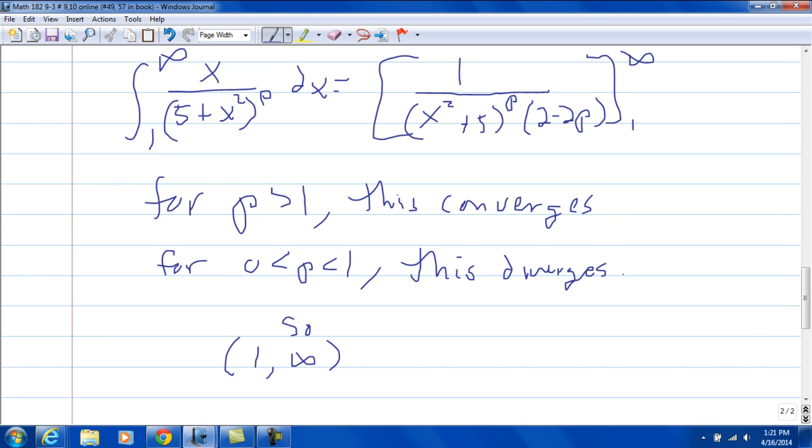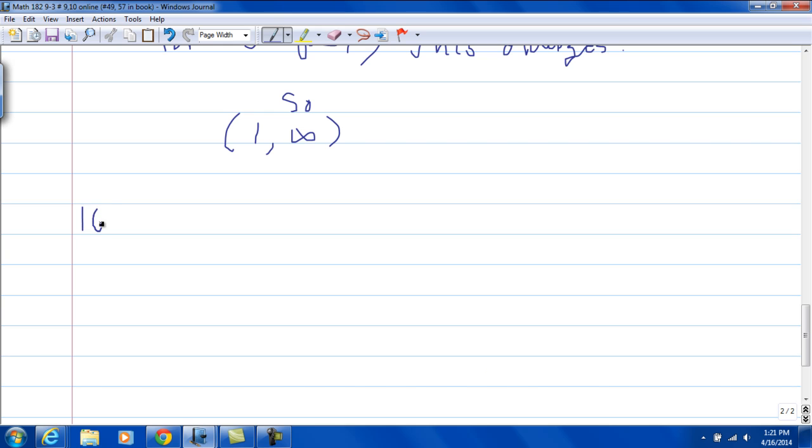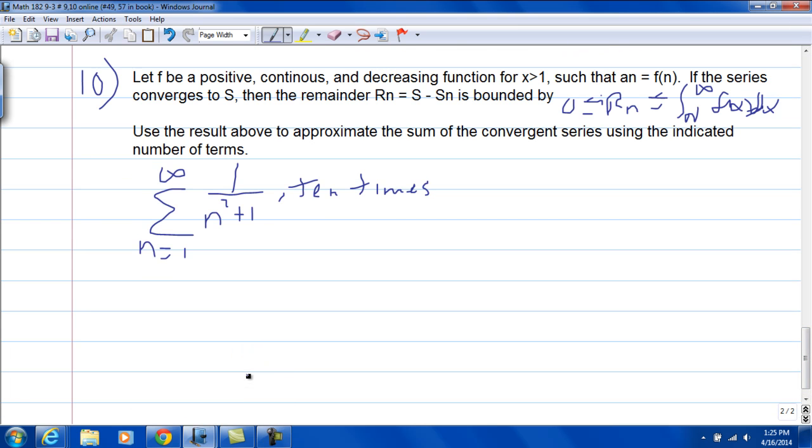Now let's go on to the next one, number 10. It says let f be a positive, continuous, and nonincreasing function for x greater than 1, such that a sub n equals f of n. I couldn't do subscripts. If the series converges to s, then the remainder r sub n equals s minus s sub n is bounded by 0 less than or equal to r sub n less than or equal to the integral from n to infinity of f of x dx. Use the result above to approximate the sum of the convergent series using the indicated number of terms: the sum from n equals 1 to infinity of 1 over n squared plus 1, for 10 terms.